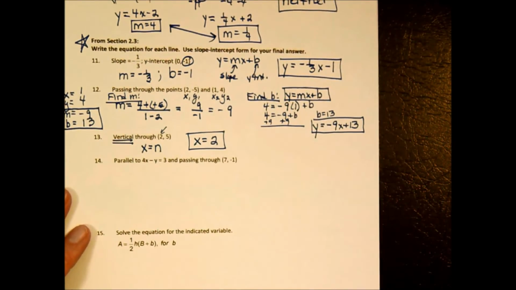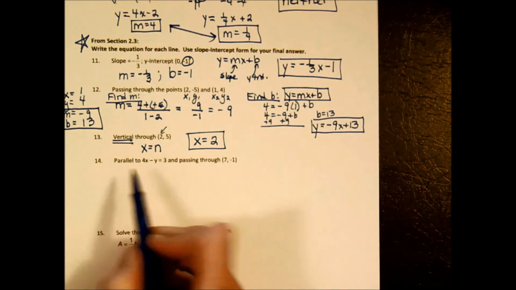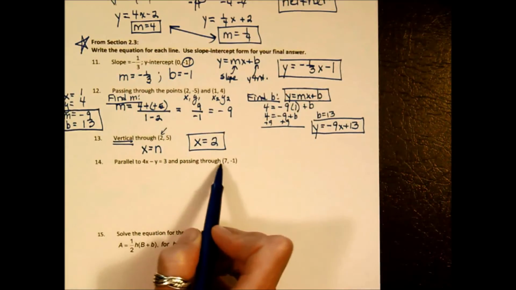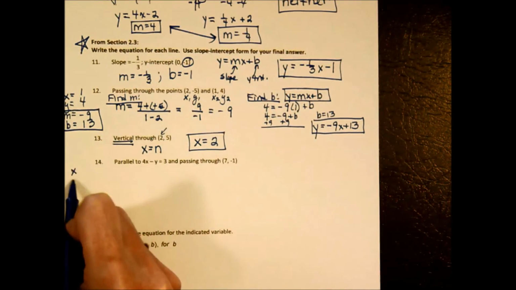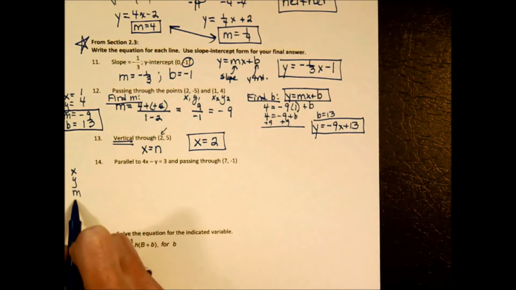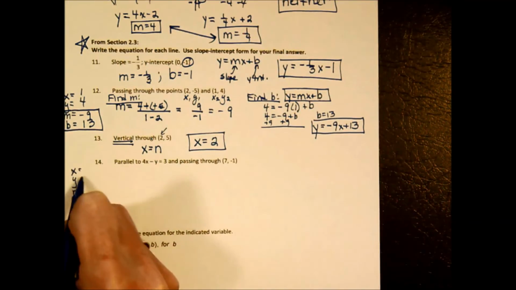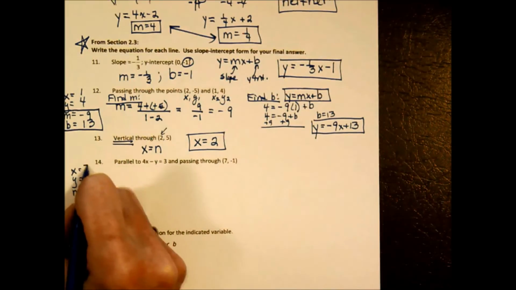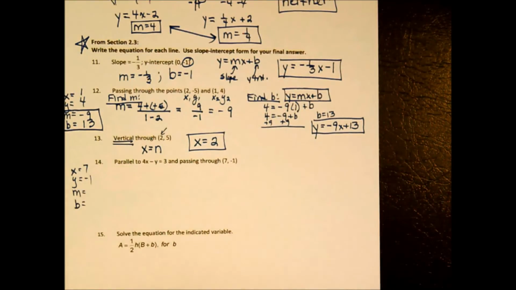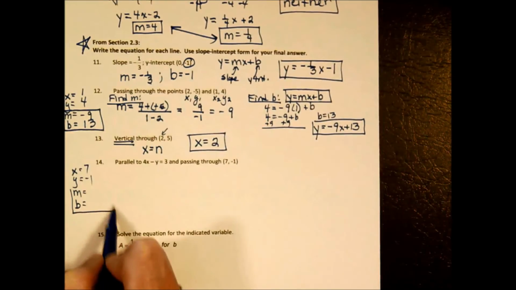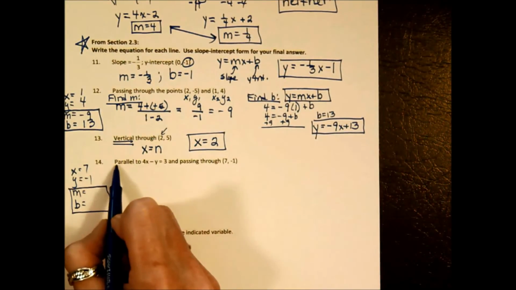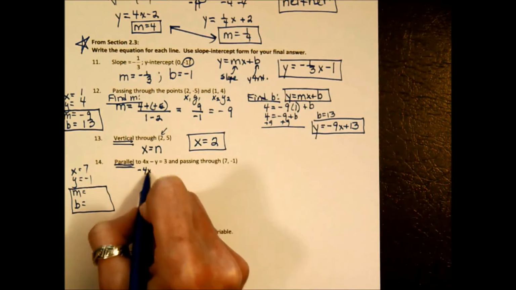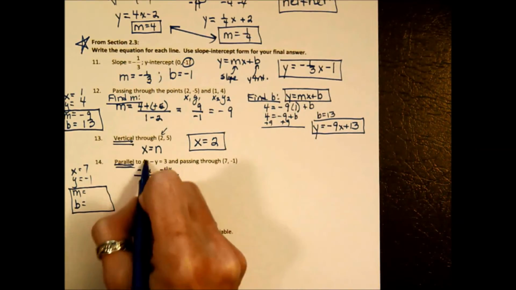Next we have, find the equation of the line that's parallel to 4x minus y equals 3, and it passes through (7, -1). Again, I'm going to go to the margin, x, y, m, and b. Fill in the parts that I know. I know that x is 7, y is -1. I don't have the m or the b, but I can get the m because my line is parallel to this other line. So if I knew the slope of this line, I would know the slope of my line.